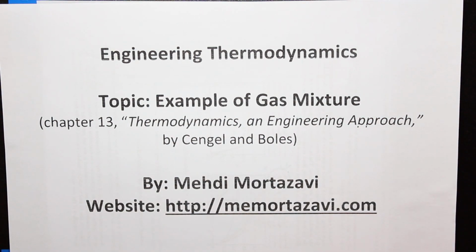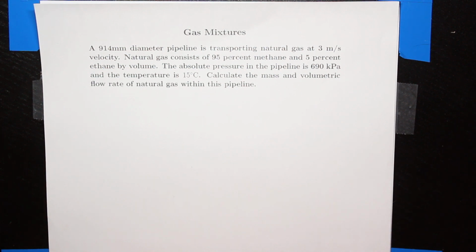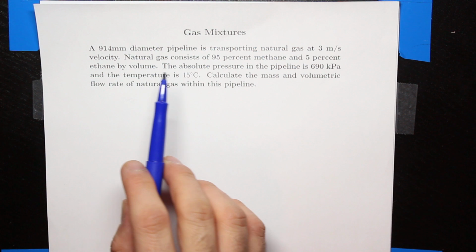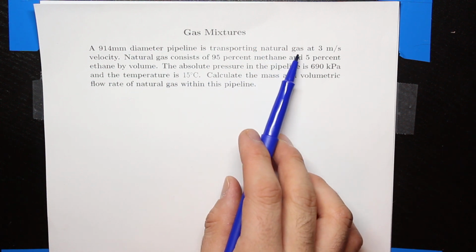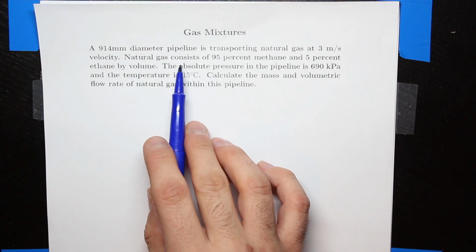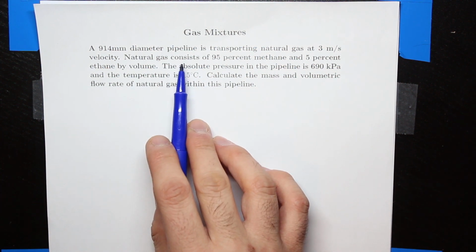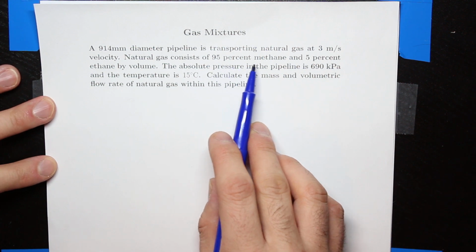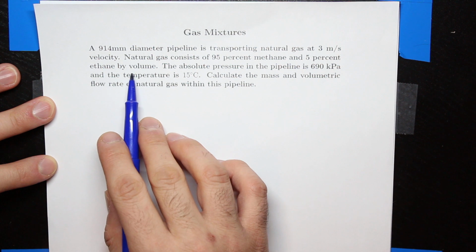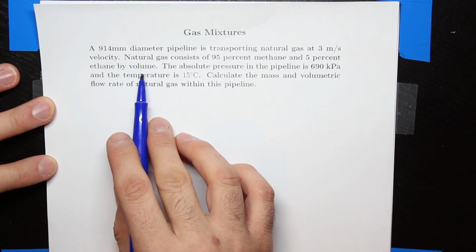Okay, so let's do another example from the gas mixture. In this problem, we have a pipeline. The diameter of the pipe is given, 914 millimeter. In this pipe, we have natural gas passing through at this speed. The problem statement says that the natural gas consists of 95% methane gas and 5% ethane gas, and that percentage is by volume.